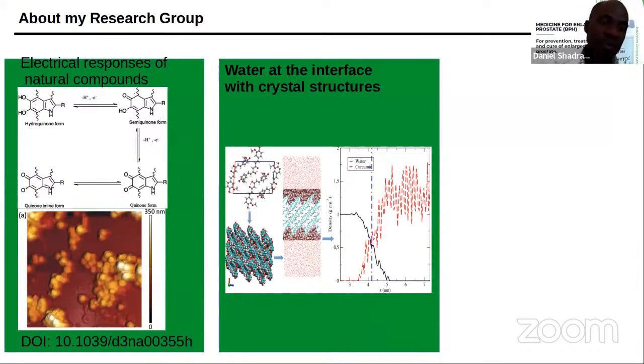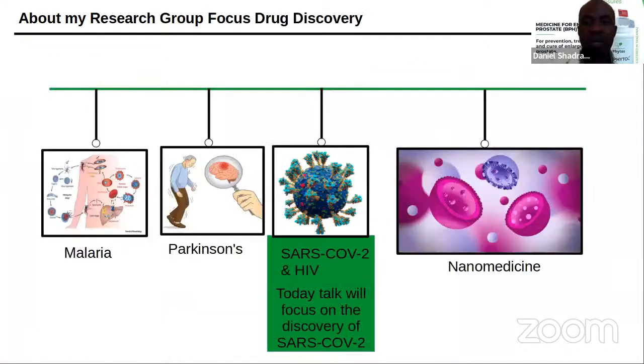I also collaborate with experimental people to try to understand the self-assembly process of natural compounds, answering questions about electric responses. I'm also very interested in understanding the crystal structure and the interfaces between the crystal surfaces of small molecules, because the change from crystalline to amorphous has implications in drug design. So we need to inform the scientific community about what happens. For the past years, my group has focused on malaria, Parkinson's, SARS-CoV-2, HIV and nanomedicine. But now we are going into other, non-communicable diseases.